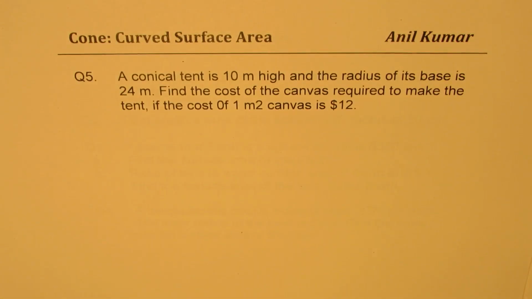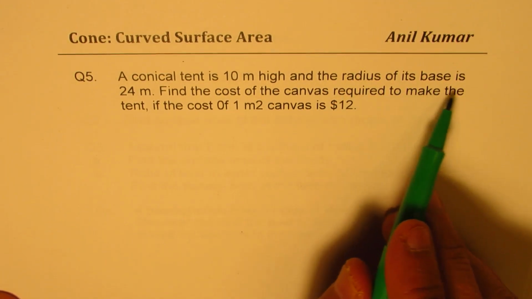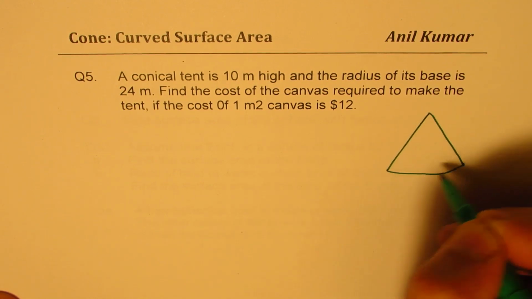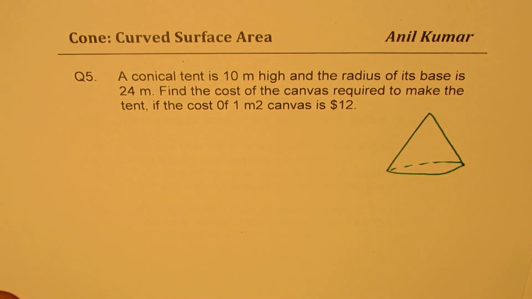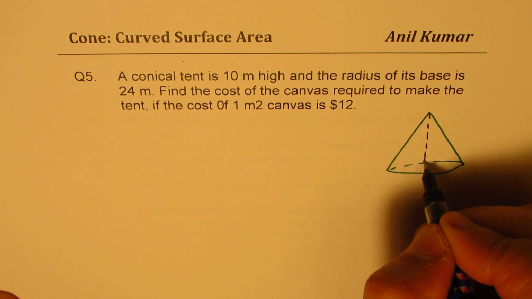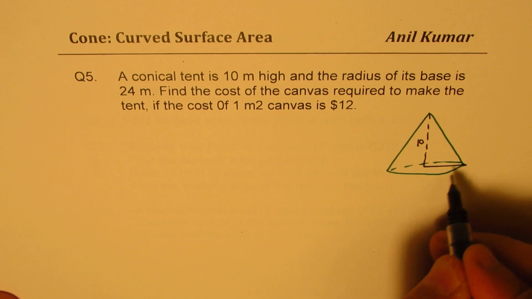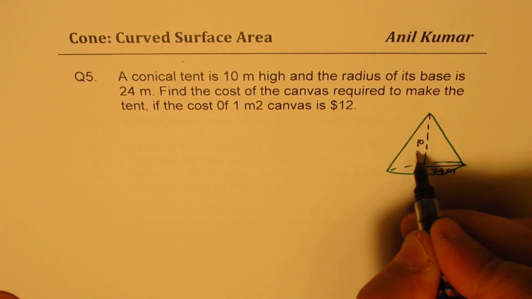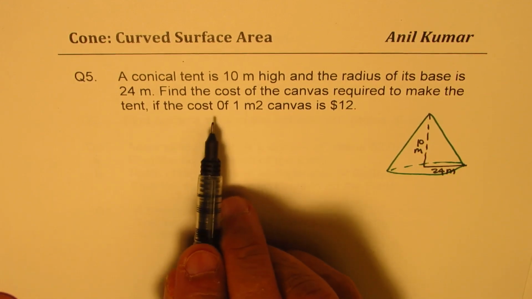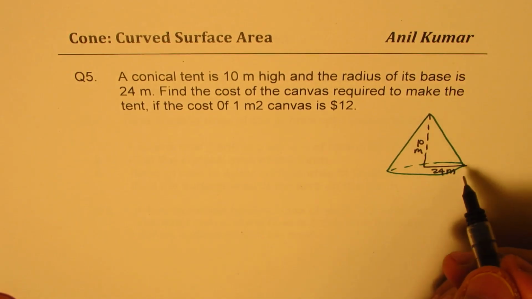Question number 5. A conical tent is 10 meter high and the radius of its base is 24. So let's make a tent here. Radius of the base is 24 meters. Okay. So this is 10 meter high and this radius is 24 meters. Find the cost of canvas required to make the tent if the cost of 1 meter square of canvas is $12. So we'll find the surface area, that means.